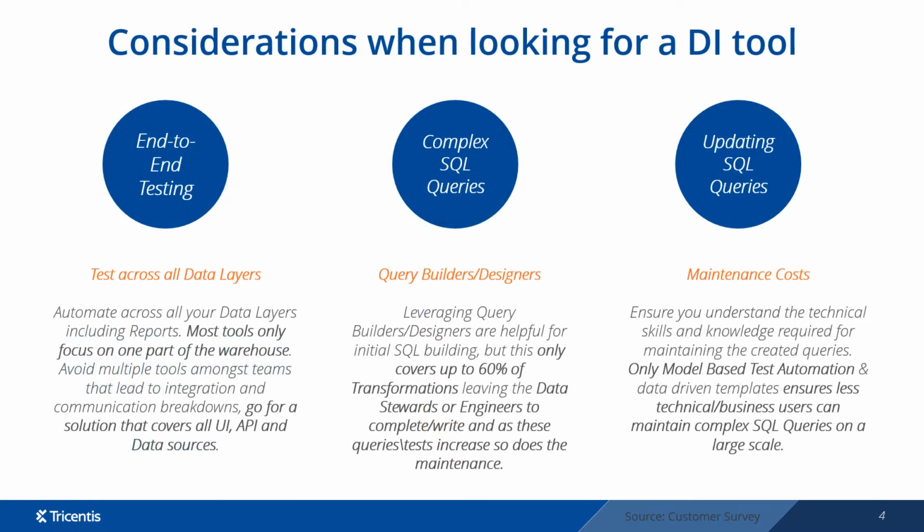These are the things we need to consider when looking for a DI tool. We need to be able to do end-to-end testing. Most tools just focus on one part of the warehouse, and the BI reports, for example, are separate and don't cover all the different data sources. This leads to multiple tools being needed, and later on when you want to do end-to-end testing, you need to integrate them, which leads to communication breakdowns and a number of other issues. So we really want to choose a tool that covers all layers, UI, API, and all data source types.